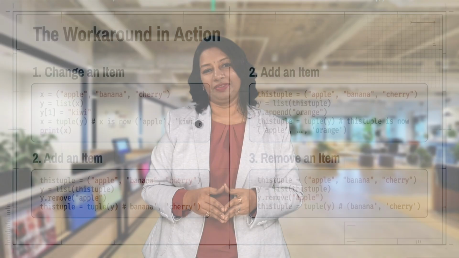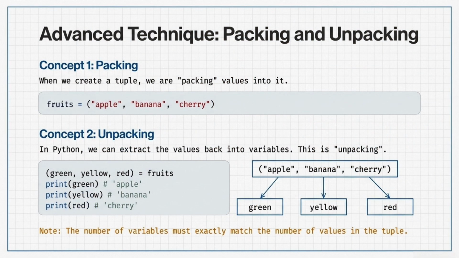Packing and unpacking are advanced but very useful techniques when working with tuples in Python. Packing refers to the process of placing multiple values into a single tuple. Whenever a tuple is created, Python automatically packs the values together. For example, when we write fruits = ("apple", "banana", "cherry"), the three string values are packed into a single tuple named fruits.